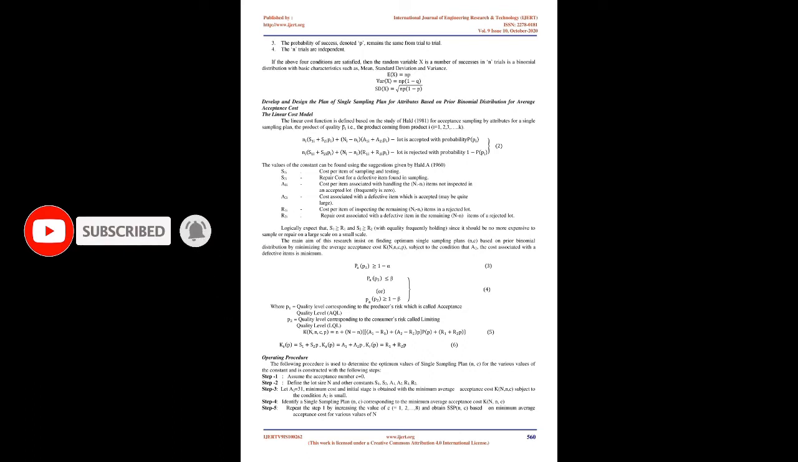Conditions of application. The binomial distribution has the following four conditions. 1. The experiment consists of n identical trials. 2. Each trial results in one of two outcomes, called success and failure. 3. The probability of success, denoted p, remains the same from trial to trial. 4. The n trials are independent. If the above four conditions are satisfied, then the random variable x, the number of successes in n trials, follows a binomial distribution with basic characteristics such as mean, standard deviation, and variance: E(X) = np, Var(X) = np(1-p), SD(X) = √(np(1-p)).